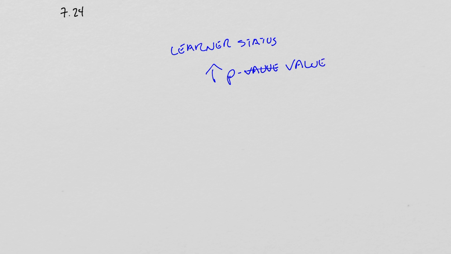So for 7.24, here is learner status. That should be removed. Why? It has the highest p-value, and its removal results in an adjusted r-squared that is higher than the current adjusted r-squared. Okay? So remember, when you remove something, what does it do to the r-squared? Does it explain more or less? You want it to explain more when you remove or add something.